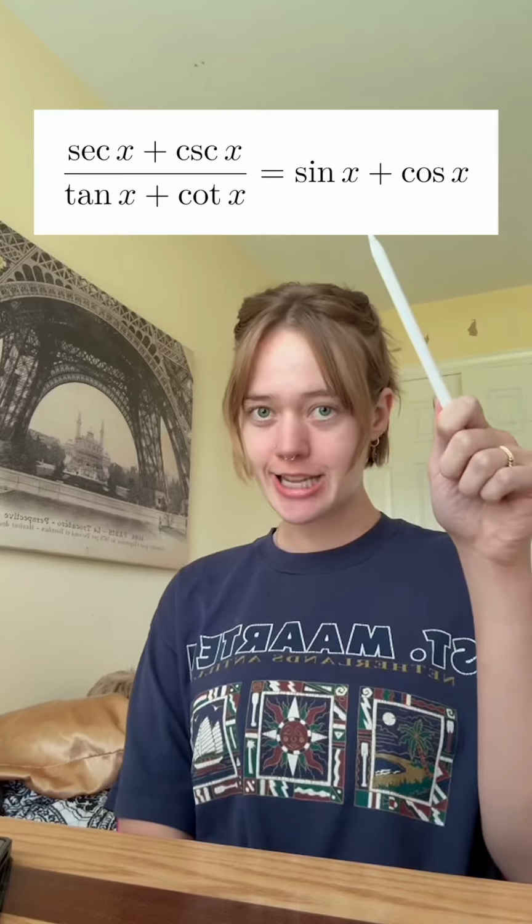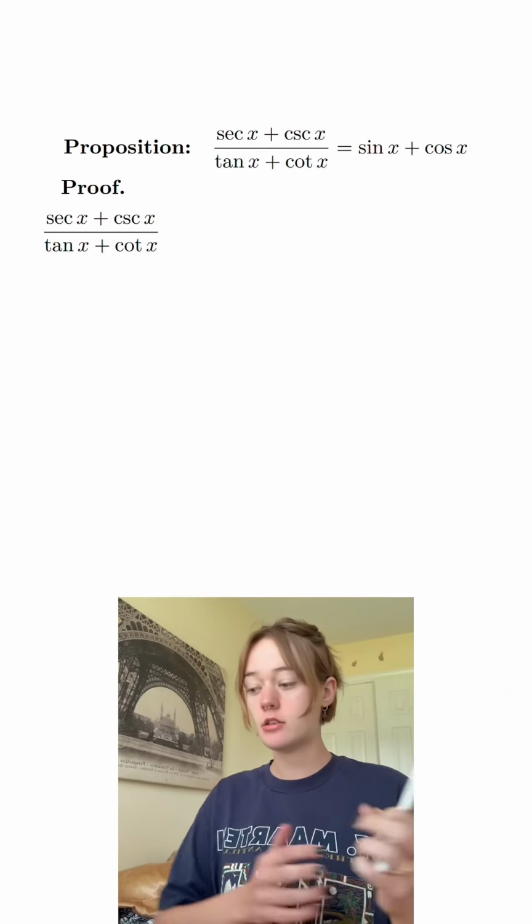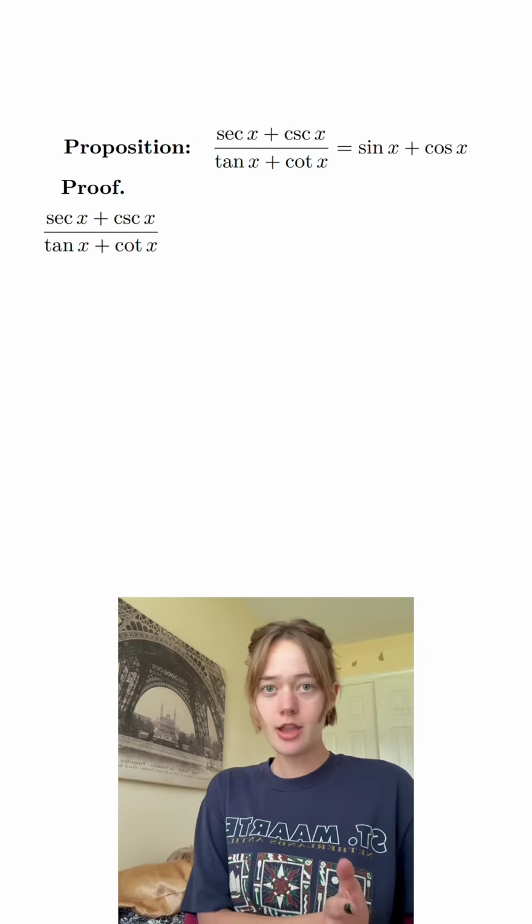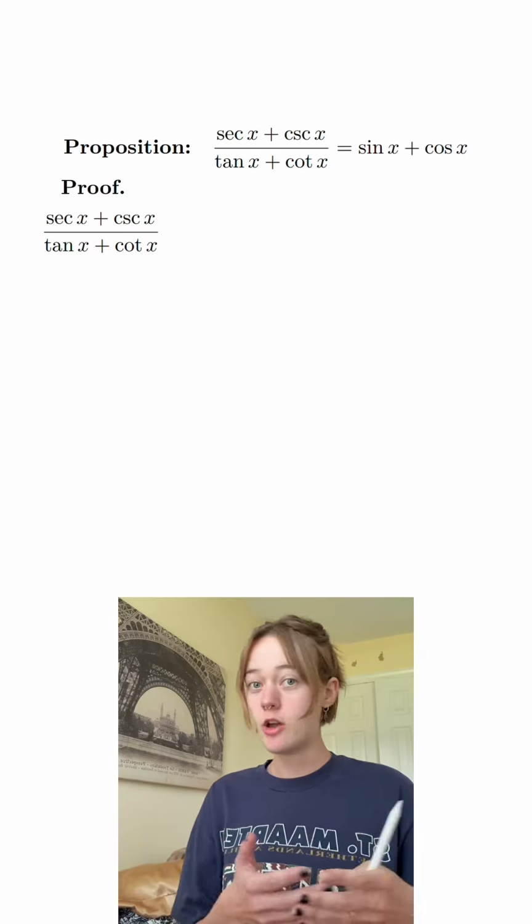Let's prove this trig identity. So the method for a lot of these is to start with what you have on one side, do some calculations so that you get what you want on the other side. You have shown an equivalence, you have proved the trig identity.